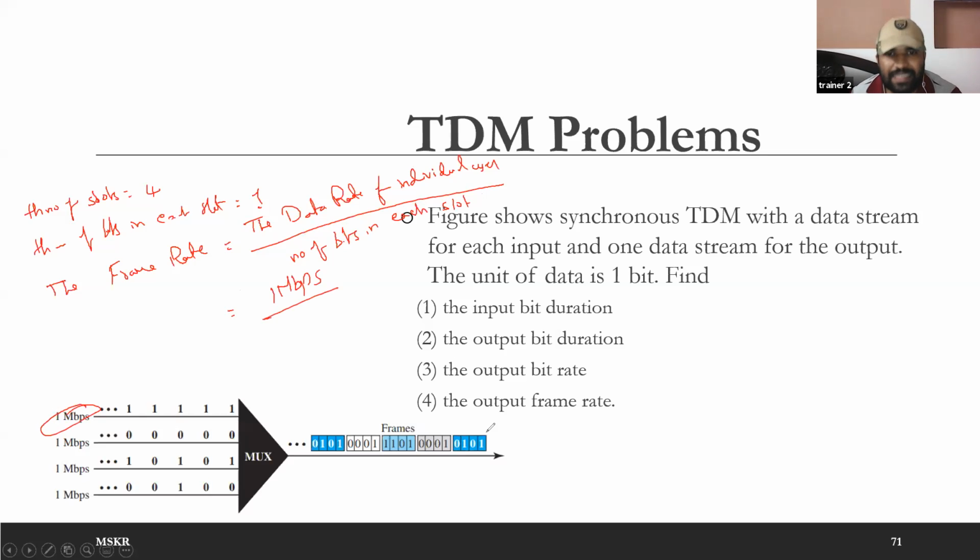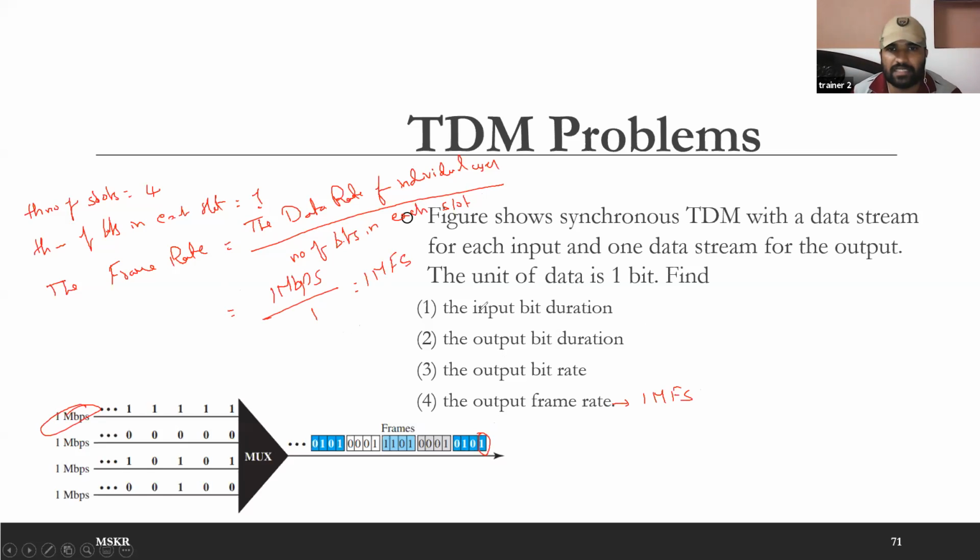Number of bits in each slot is 1. So the frame rate is equal to 1 million frames per second. The last question we solved, that is 1 million frames per second.